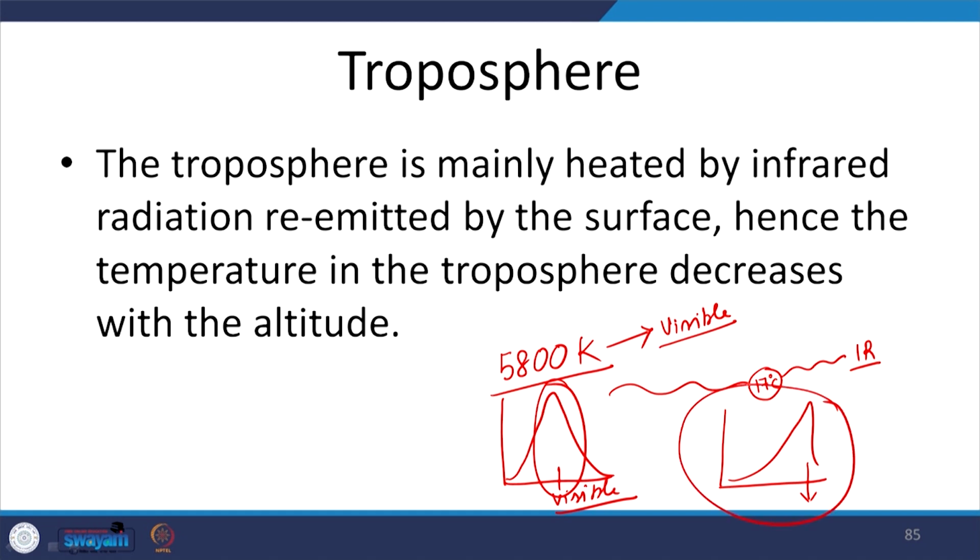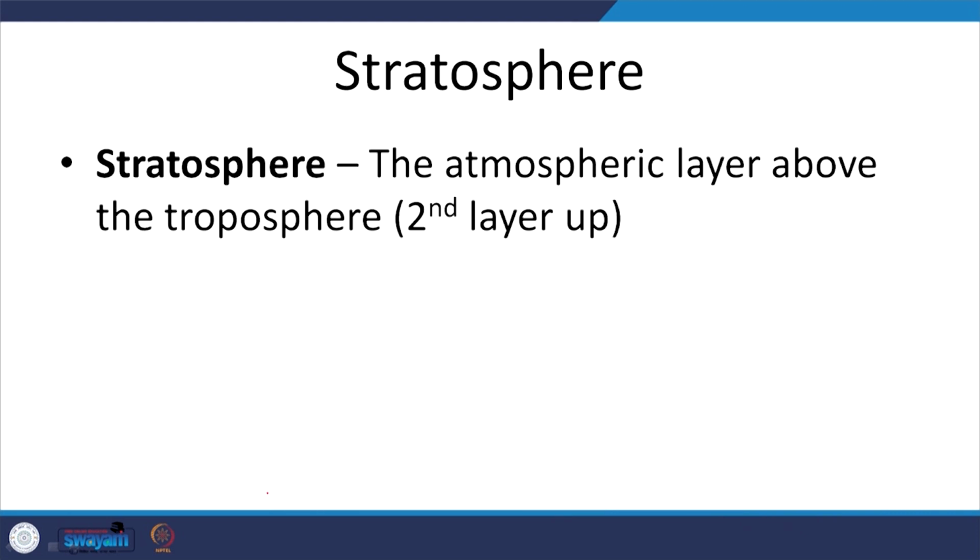So, earth is also a black body now, which is emitting at 17 degrees Celsius. So, now the radiation that is originating from the earth, this is the infrared radiation. This radiation that is originating from the earth is heating the troposphere. The troposphere is mainly heated by the infrared radiation re-emitted by the surface, hence the temperature in the troposphere decreases as a function of altitude.